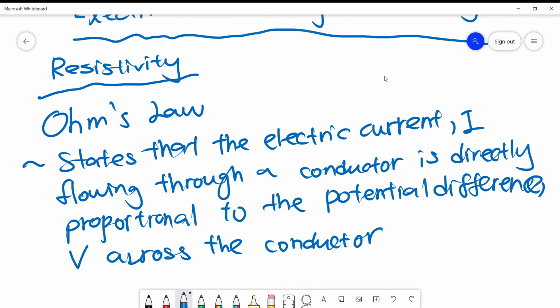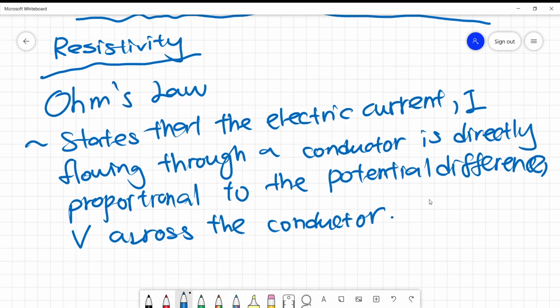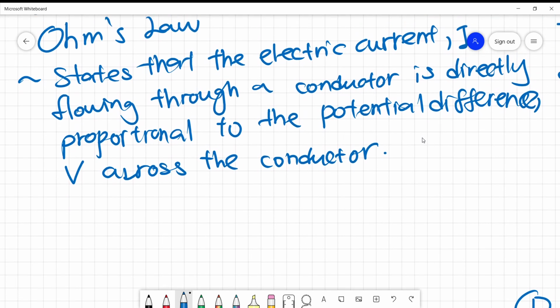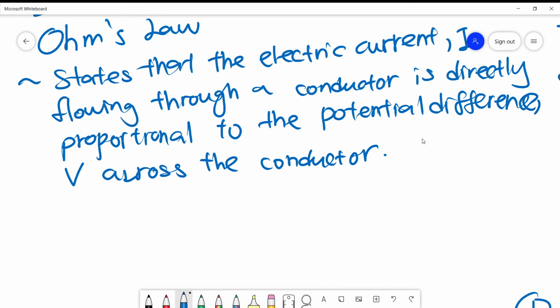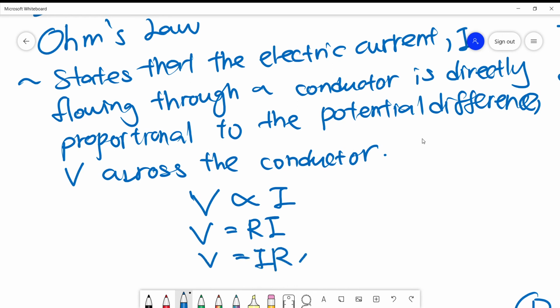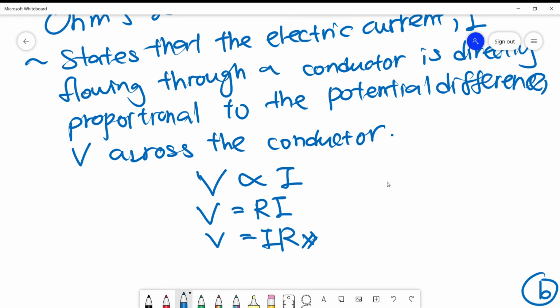So Ohm's law basically states that the electric current that flows through a circuit is directly proportional to the potential difference across the conductor. So the relation is V is directly proportional to I. What we have here is the constant, R. So V finally equals IR. So this is what Ohm's law states.